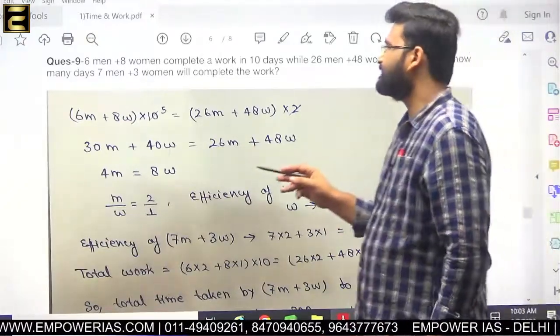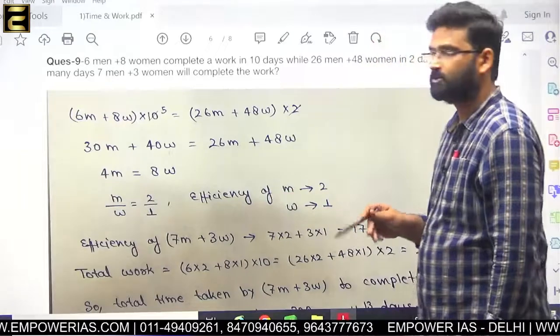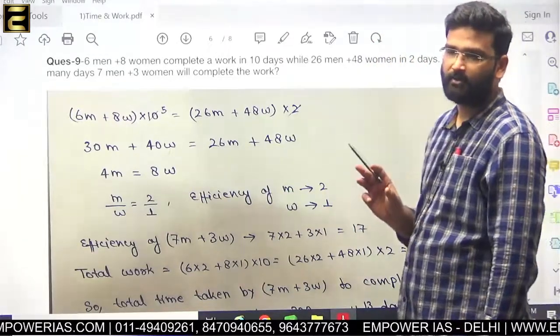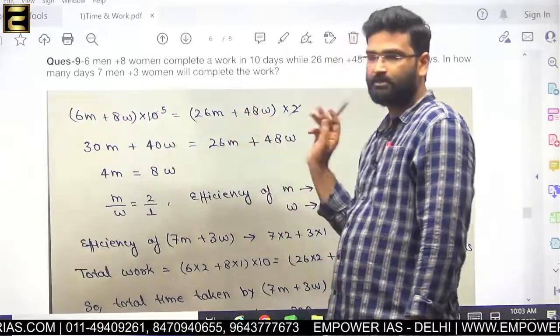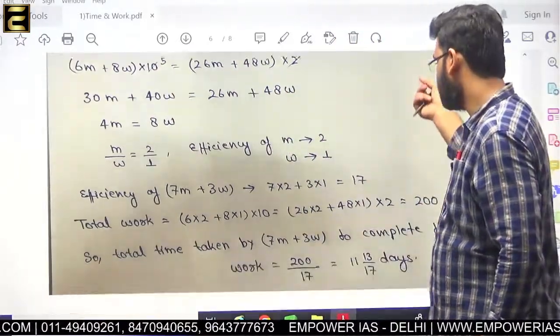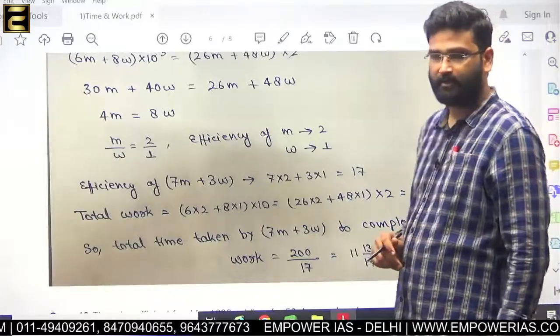So, in how many days can 7 men plus 3 women complete the work? First of all, what do we have to calculate? We have to calculate the quantity of the work. So put the values of man and woman in either of these, and you will get the quantity of the work. From here we get the quantity of the work to be 200 units.